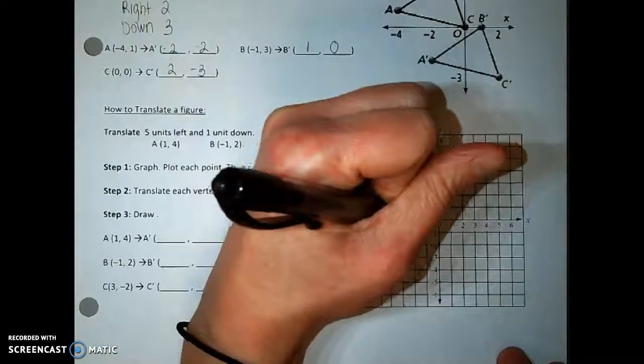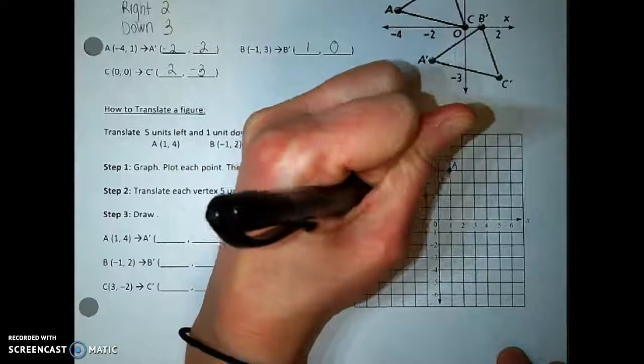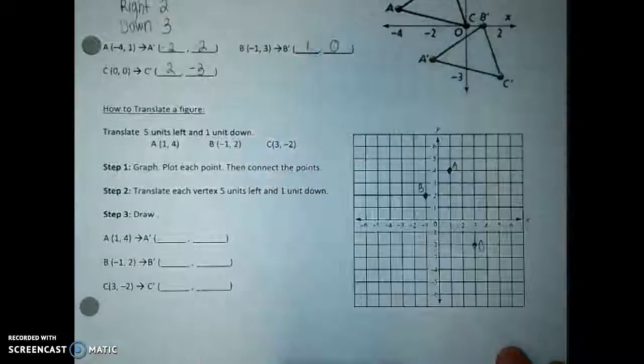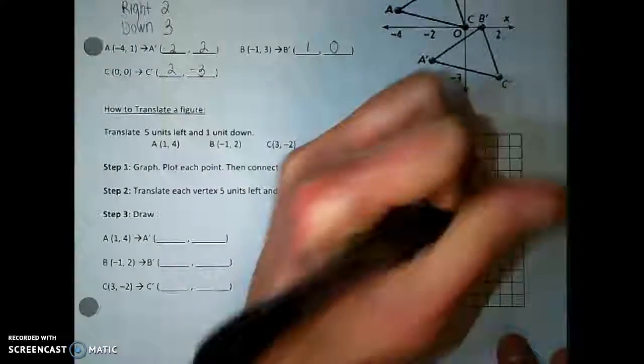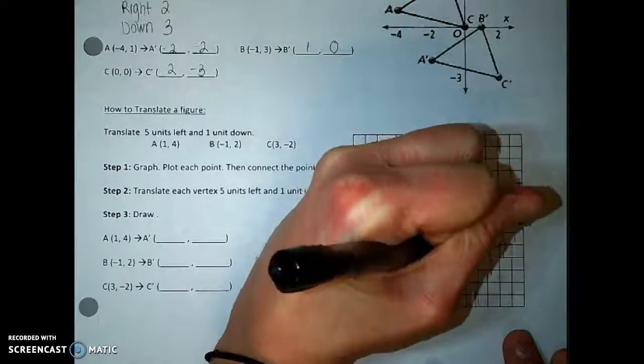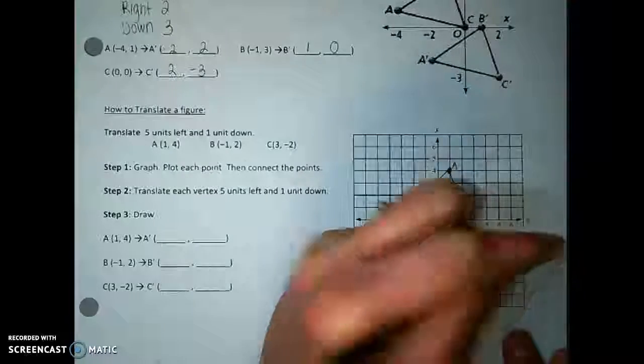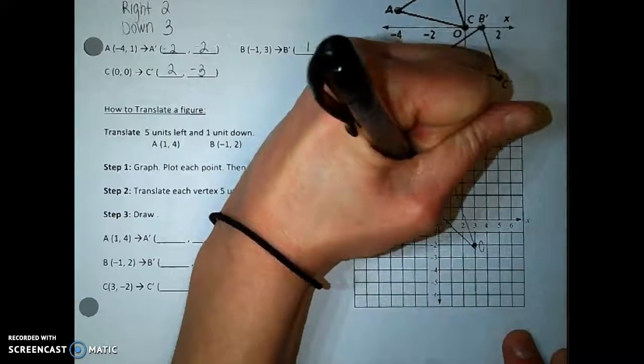B is at negative 1, 2. So I'm going to plot B right here. And then C is at 3, negative 2. And then I want to connect my points to make a triangle. So now I have my triangle ABC.